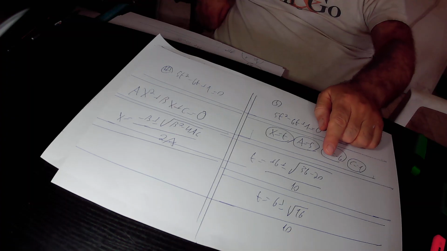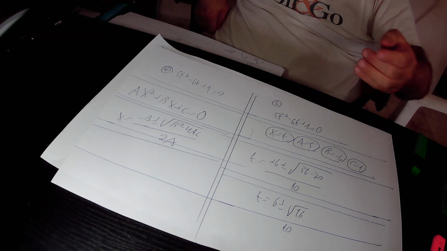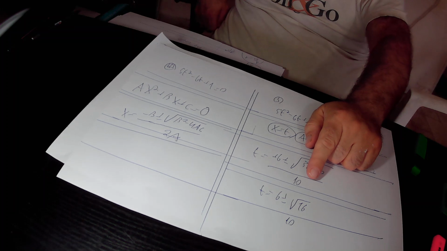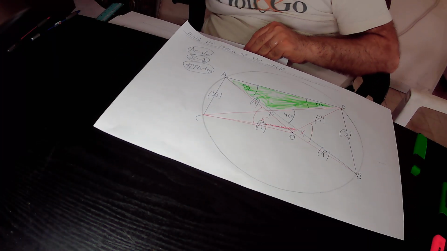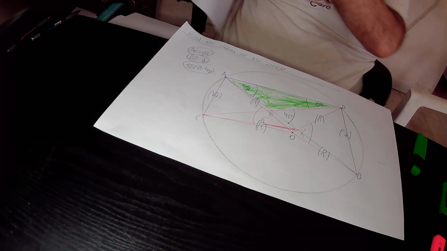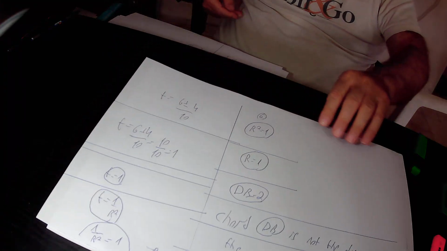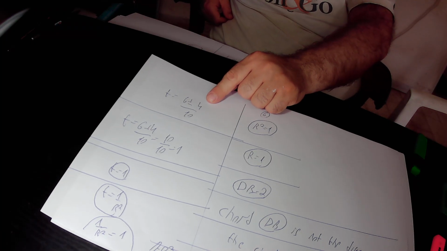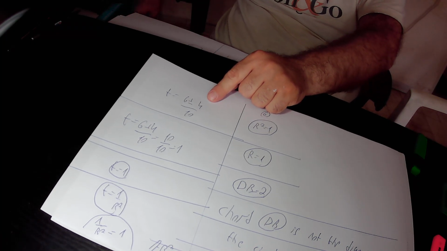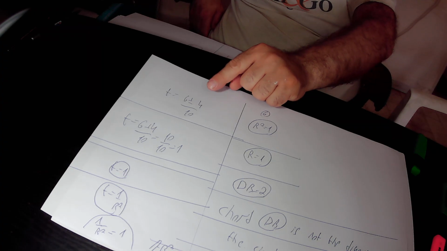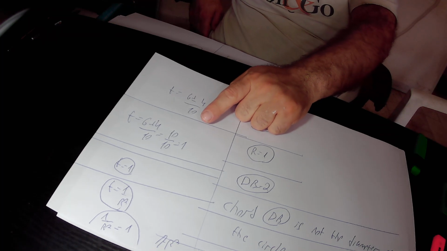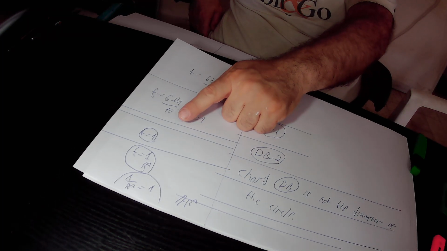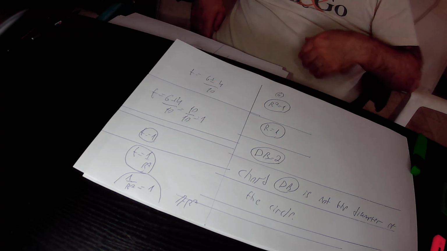36 minus 20 is 16, so inside the root we have 16. So we found out that t equals 6 plus minus the square root of 16, over 10. The square root of 16 is 4. Therefore t equals 6 plus minus 4 over 10. So here we have two possible solutions for t. The first solution is t equals 6 plus 4 over 10. 6 plus 4 is 10, and 10 over 10 is 1. So the first solution for t is t equals 1.